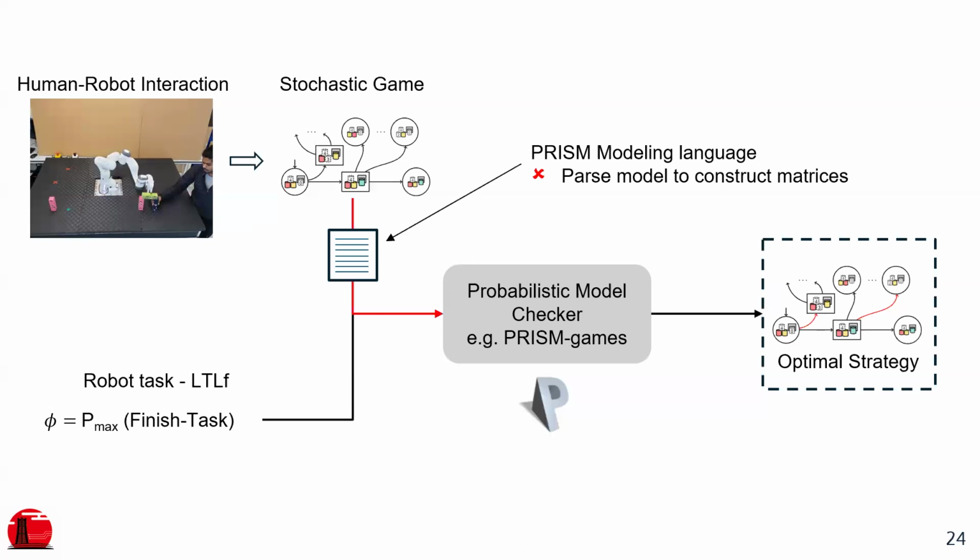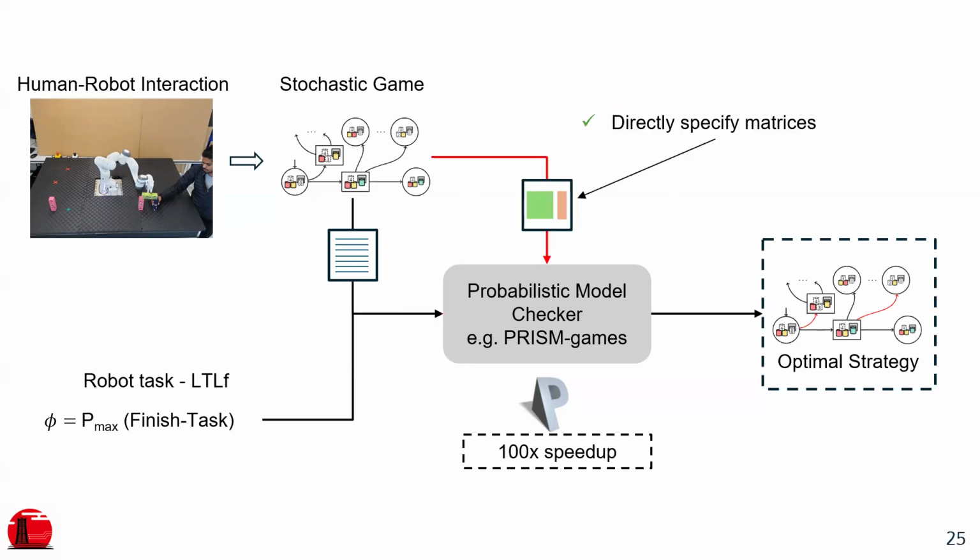The default approach to construct a stochastic game is by using the PRISM modeling language. Our model is flat, that is, it is less structured, so it suffers from scalability issues. The built-in parser reads the model file and constructs a matrix-based representation of the game. We found this parsing phase to be a bottleneck. Thus, in our approach, we bypass the parsing phase and add a functionality to input the matrix representation directly to PRISM-games.